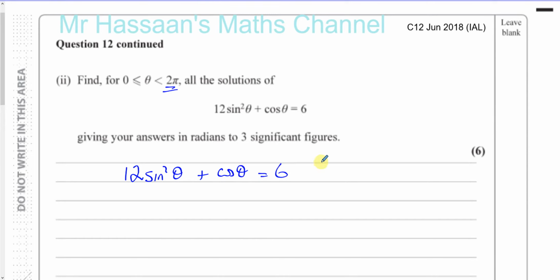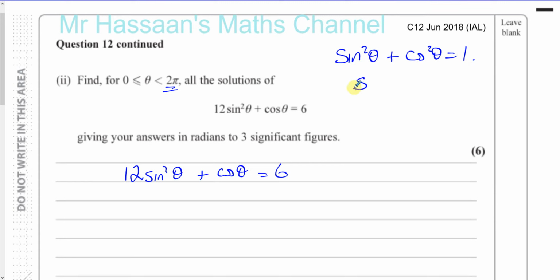Now, in order to solve this equation, what we need to do is to change them so that they're both expressed in the same ratio. So I've got sine squared and cosine, so I can make them both into sine squared, or I can make them both into cosine. Both in the sine ratios or both in the cosine ratios. Now, because we have a very useful identity, which is sine squared theta plus cosine squared theta equals 1, using this identity, I can switch between sine squared theta and cosine squared theta very easily.